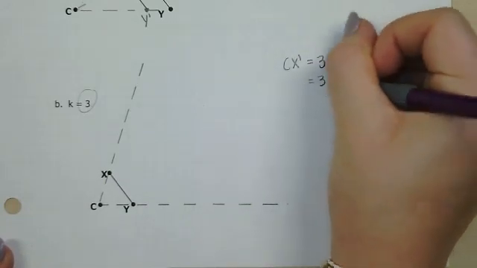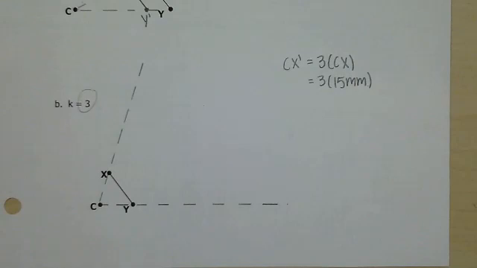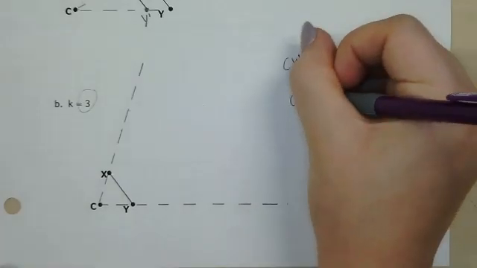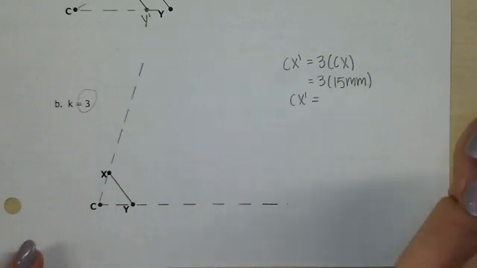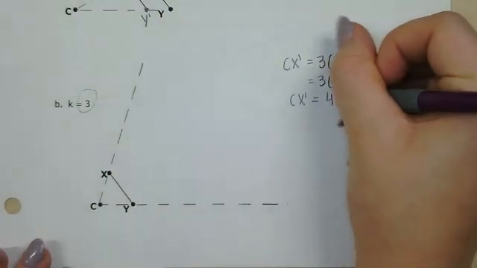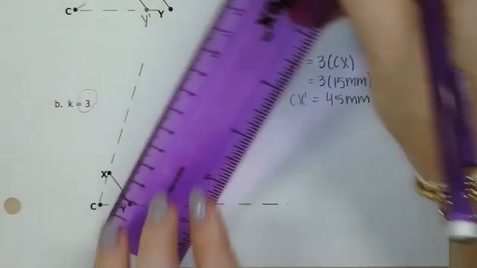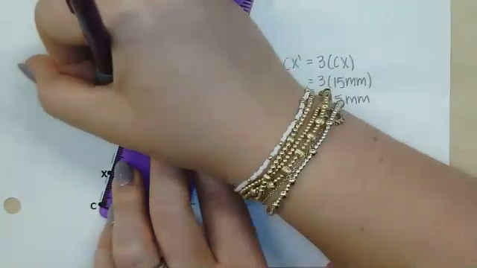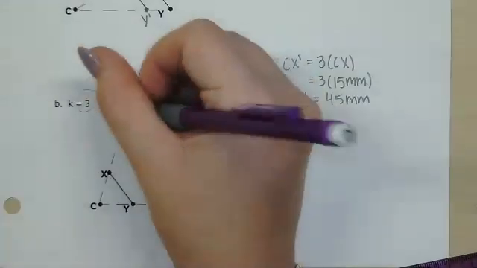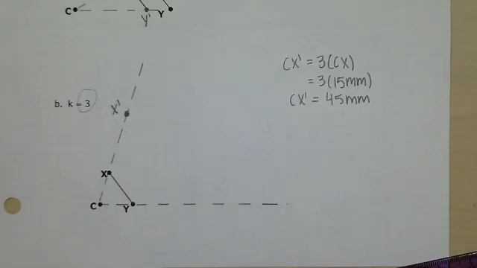So I have 3 times 15 millimeters. Okay, so what is the length of my Cx prime? What is it? 45. Okay, so that means I need to measure over here on that perforated line that we created and put myself a point at 45. So right here is my x prime.